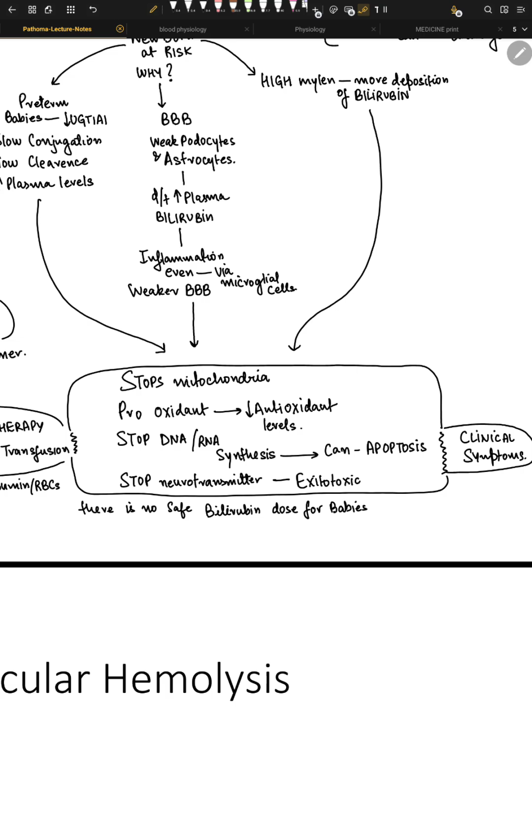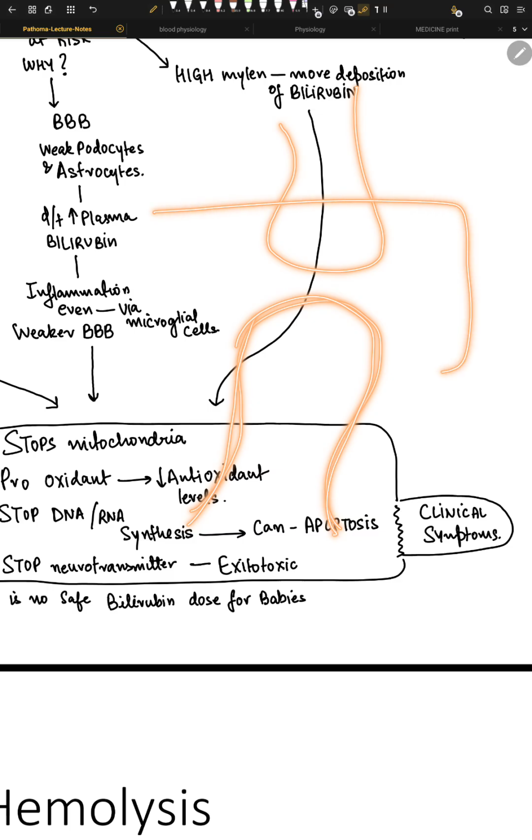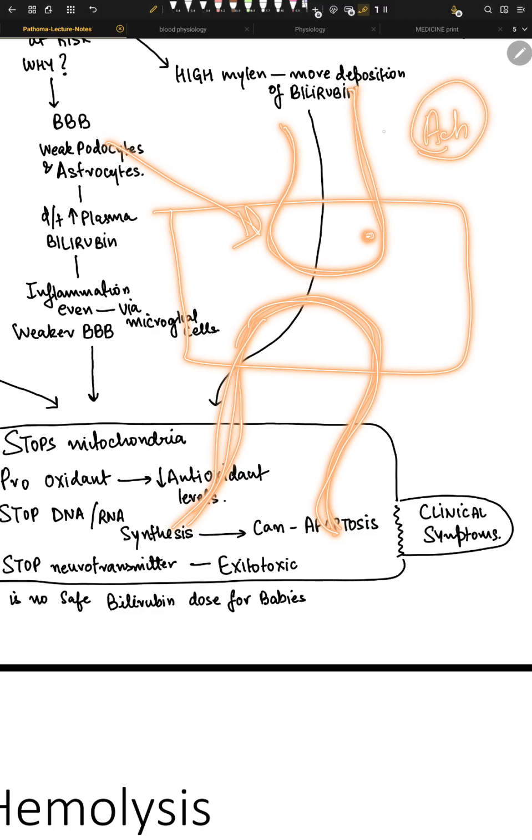Imagine, okay, I'm going to explain this neurotoxicity very simply. We have one synapse. This window is a synapse. This is a pre-synaptic neuron. This is a post-synaptic neuron. Usually what happens here is that we have some neurotransmitter. For example, I'm going to take acetylcholine. Acetylcholine, called ACh, is an excitatory neurotransmitter.